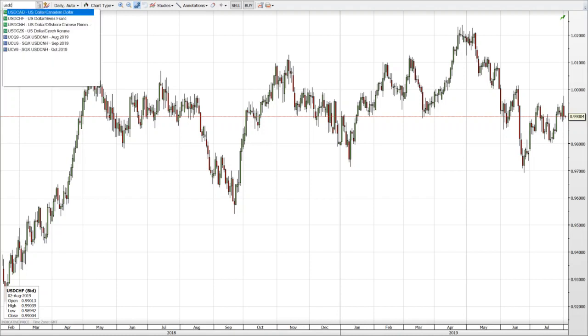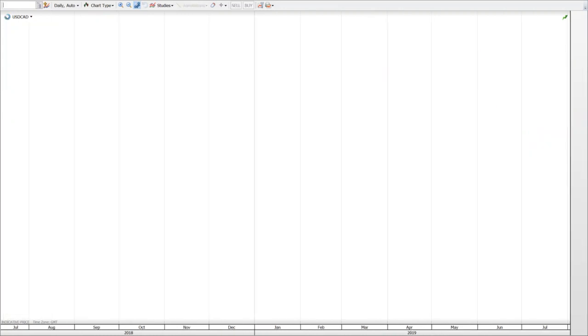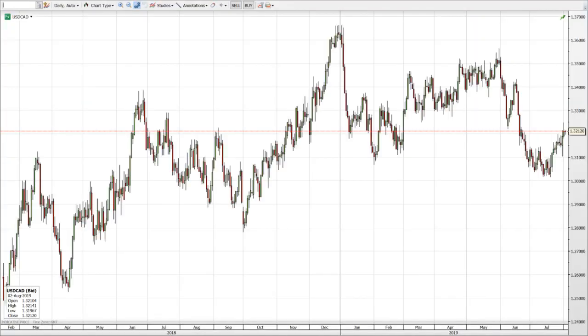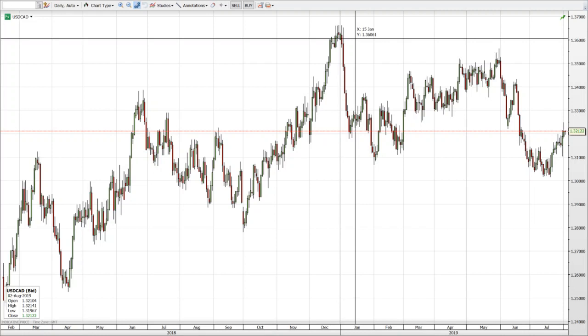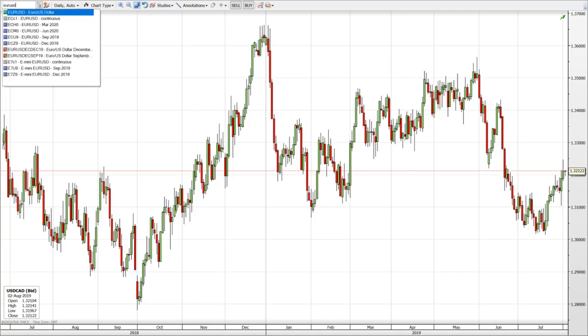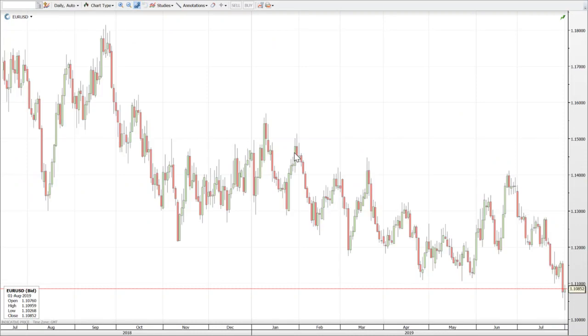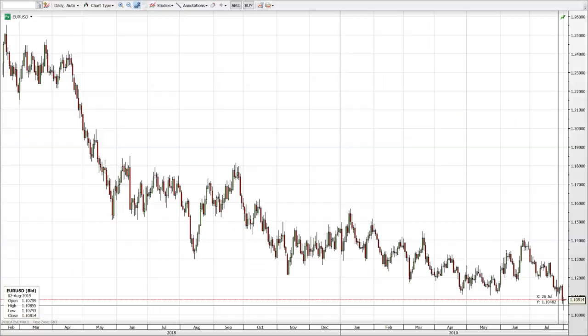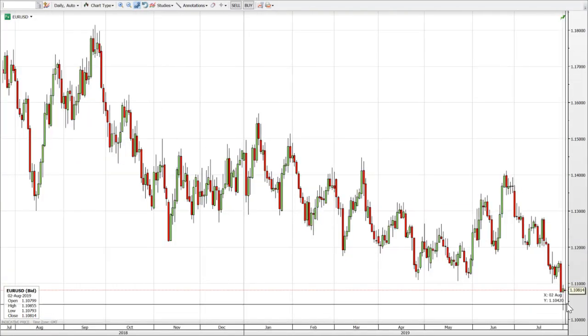Intermarket wise, let's have a look at the US dollar against other currencies. Well, you can see there's the same thing happening there. It went upwards and then bang, a pullback. And US dollar, once again, against the euro, pullback in the US dollar.